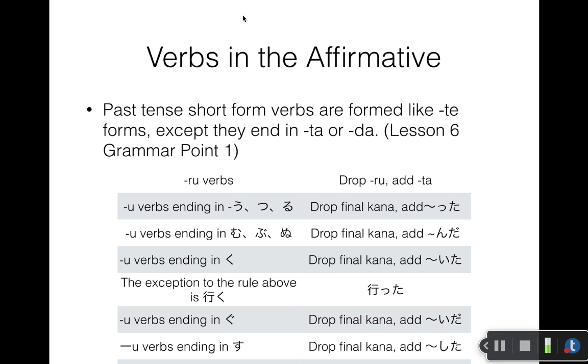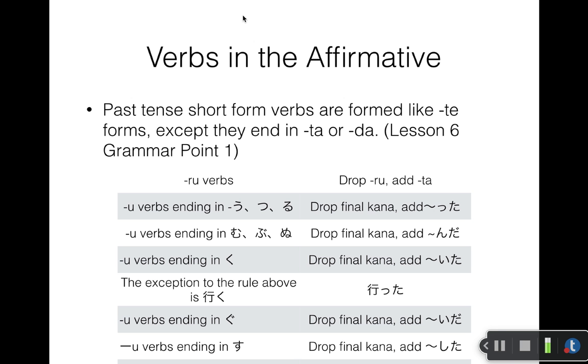For verbs that end in u, tsu, or ru, you're going to drop that final kana, u, tsu, or ru, and add a small tsu plus ta, which remember gives us that pause. So kau becomes katta, matsu becomes matta, kaeru, remember even though it ends in a ru, it's an u verb, kaeru becomes katta. For u verbs that end in mu, bu, or nu, again, you drop that final kana, and in this case, you add nda.